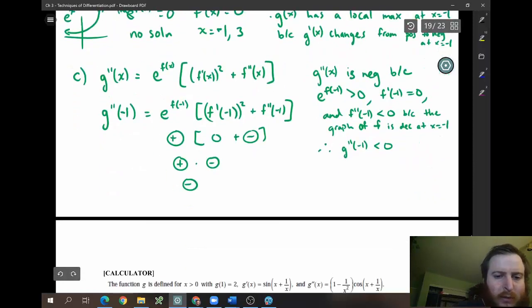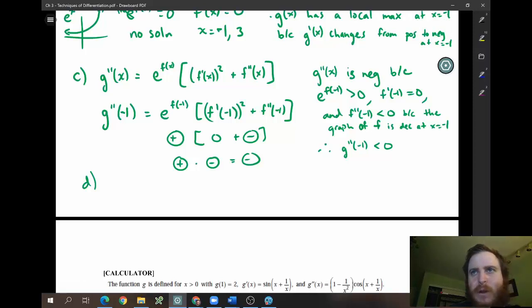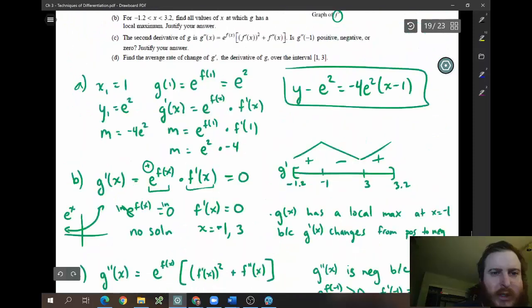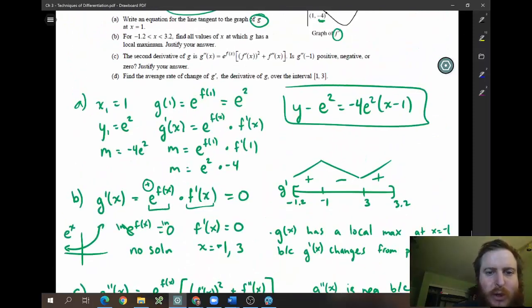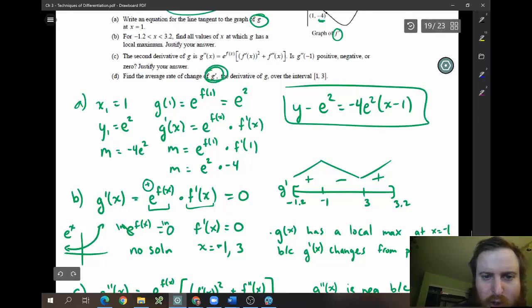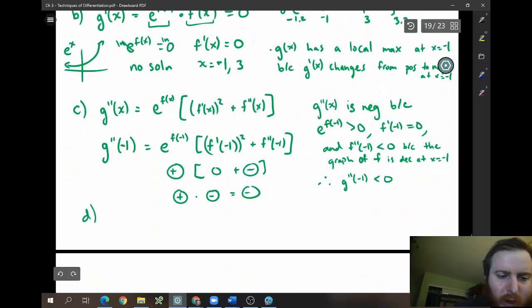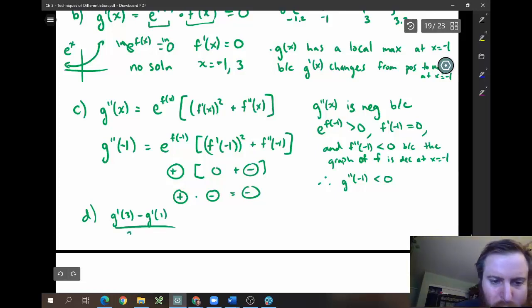Okay, and then D, I don't have a whole lot of room. I'm just going to do that. So for D, this one's a little bit tricky, and the reason it's tricky is when we see average rate of change, we know like f(b) minus f(a) over b minus a, we want to make sure we're doing it for g prime, right? So there's our interval. So this is not g of 3, but because we're doing it for g prime, it's g prime of 3 minus g prime of 1 over 3 minus 1.